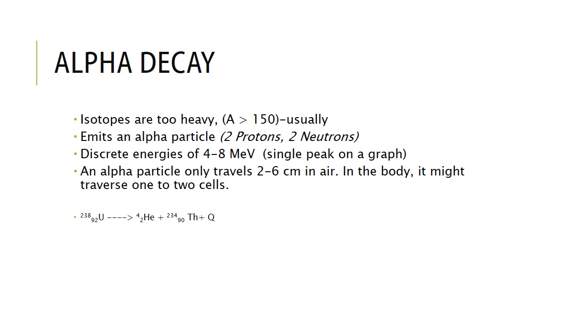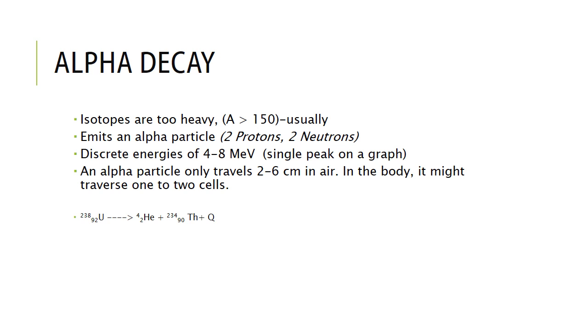So now we're going to spend a little bit of time talking about radioactive decay mechanisms, and the first one that we're going to talk about is alpha decay. And these isotopes that undergo alpha decay are just too heavy, so they have too many neutrons and too many protons to be stable. So in order to reach that stability line, they're going to emit protons and neutrons. So an alpha particle is actually just a helium nucleus. So it consists of 2 protons and 2 neutrons.